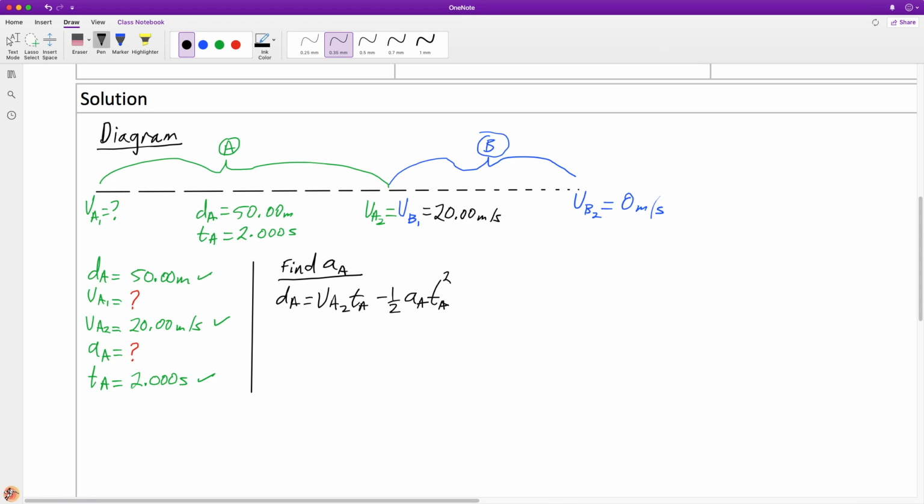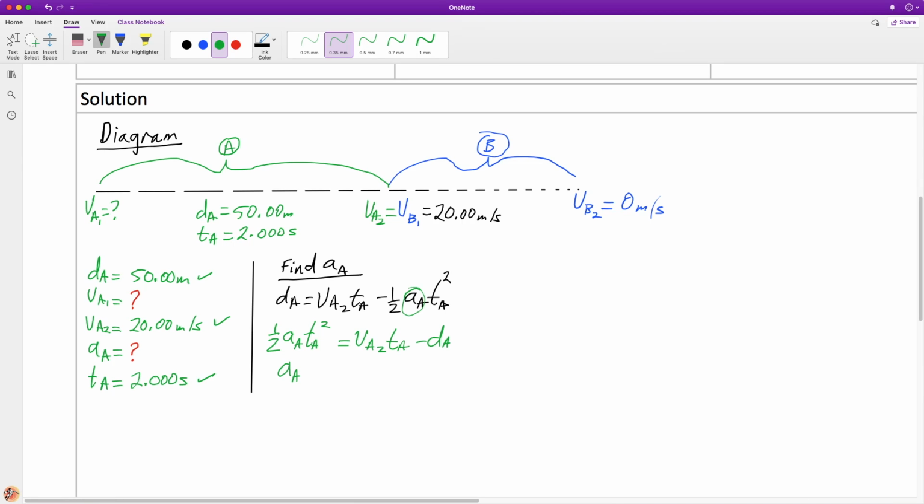Okay, so again, we're looking for the acceleration, so we must isolate for acceleration in section A. My workflow, in my opinion best practice, is that since this is negative, I'm going to bring this entire term to the left-hand side. At the same time, I'm going to bring this term to the right-hand side. So this gives me 1/2 AA TA squared is equal to VA2 TA minus dA. When we isolate for this, we need to get A by itself. So we need to get rid of the 1/2 and we need to get rid of the TA squared. Well, the first thing, the opposite of 1/2 is multiply by 2.